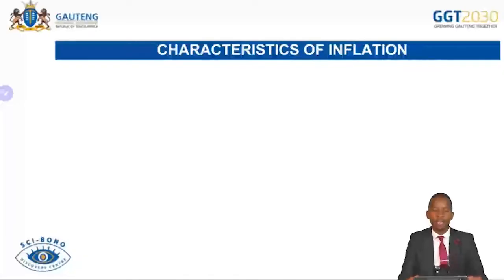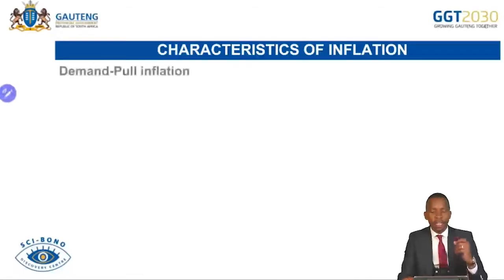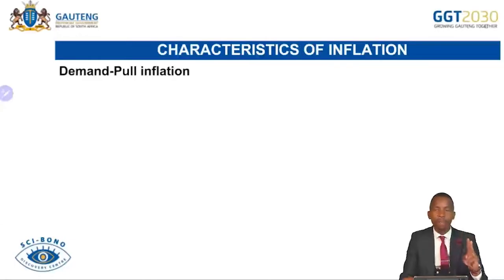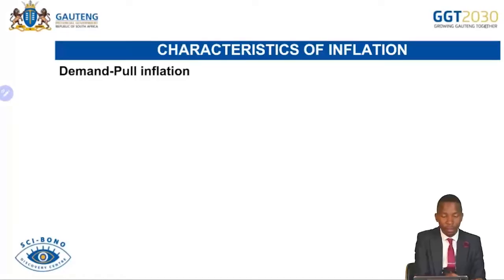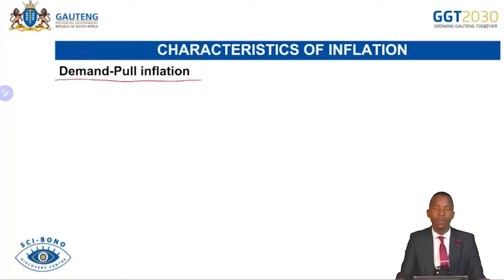And then features or characteristics of inflation. So inflation can be caused in two ways. The demand can cause inflation. So it's a part of the characteristics of inflation. The demand can cause inflation. If ever the demand for goods and services increases faster than the supply of goods and services within the economy, that can cause the inflation in the economy.